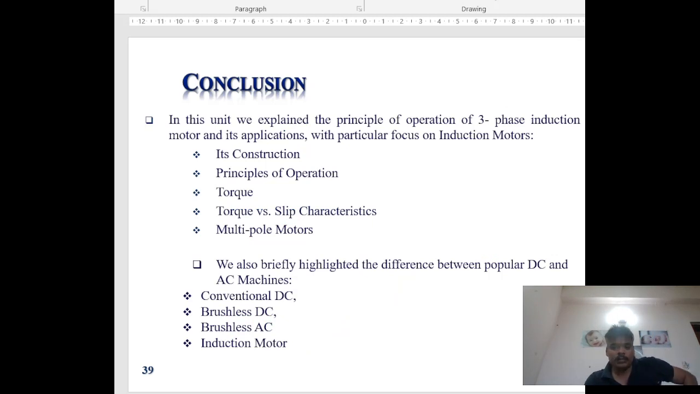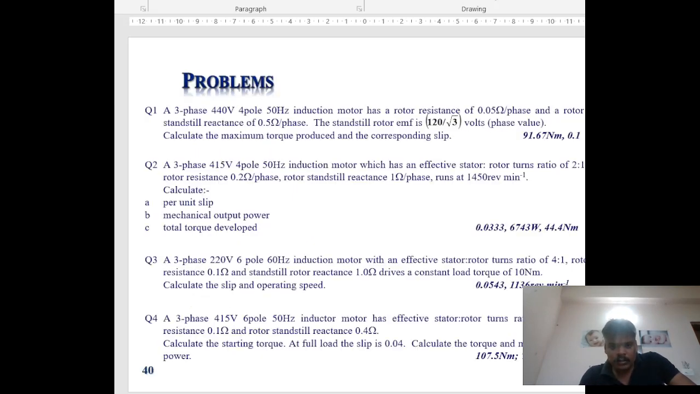Conclusion: in this unit, we explained the principle of operation of the three-phase induction motor and its application, with particular focus on the induction motor, its construction, principle of operation, torque versus slip characteristics, and multi-pole motor. We also briefly highlighted the difference between popular DC and AC machines: conventional DC, brushless DC, and AC induction motor. These are some problems.